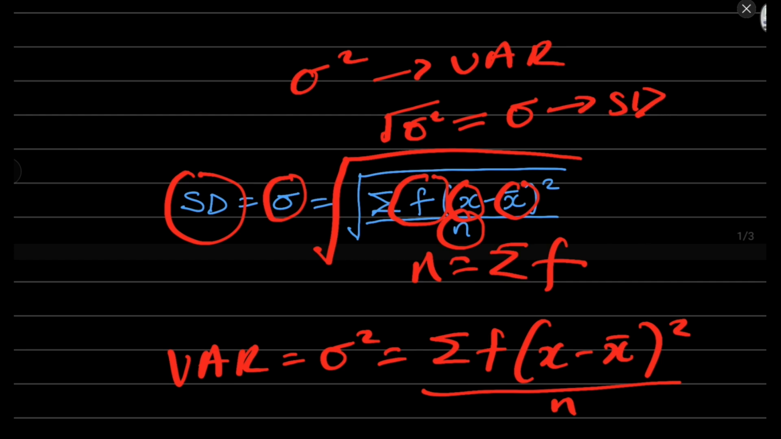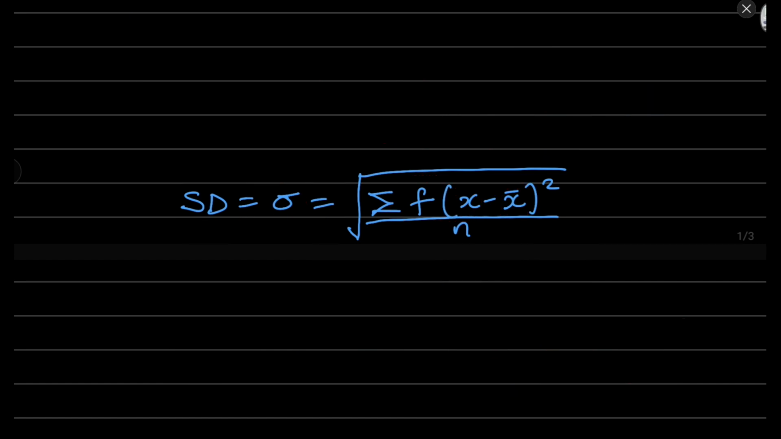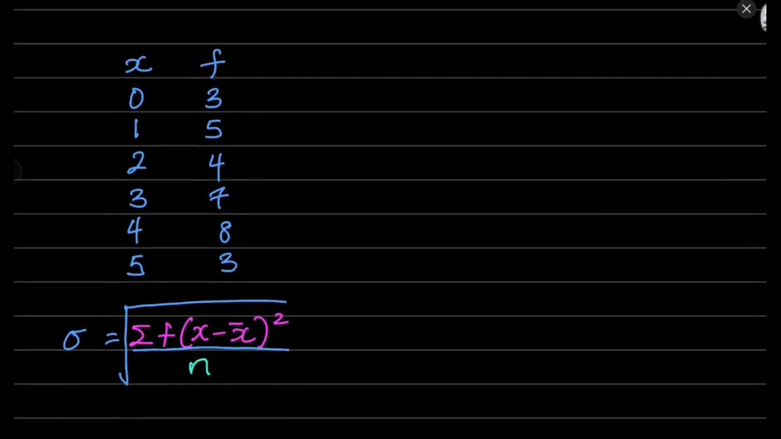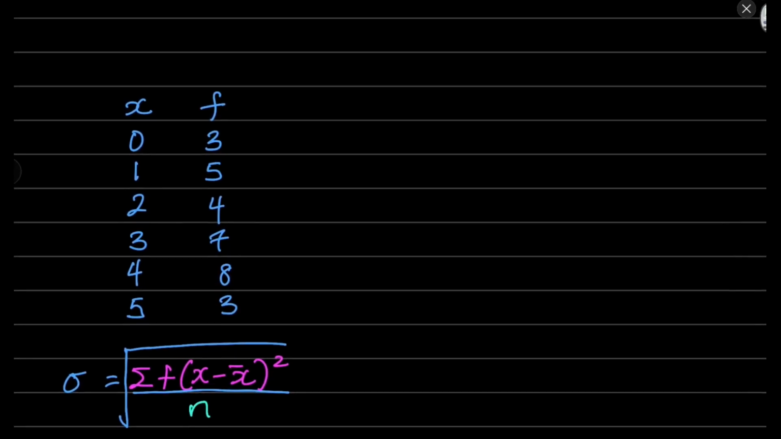As simple as that. I will apply that at the end of this example. So let's just quickly walk through an example. Right here I have my example, an ungrouped frequency distribution, the x values with their corresponding frequencies.